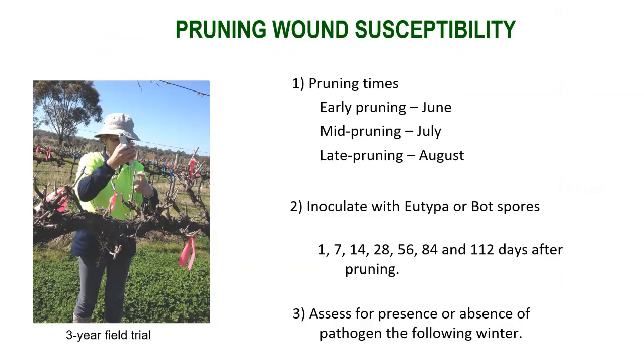So we look at 3 pruning times, which is early pruning that was done in June, mid pruning in July, and late pruning in August. And after each pruning, these pruning wounds were inoculated with either Eutypa spores or Botryosphaeria spores. So the inoculation was done 1 day, 7 days, 14 days, up to 112 days after pruning. And the following year, those pruning wounds were assessed for the presence or absence of the pathogen.